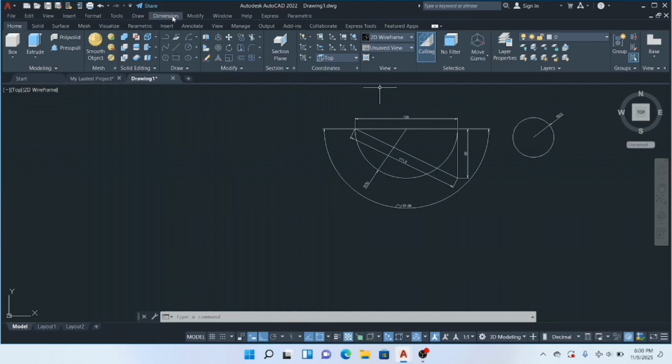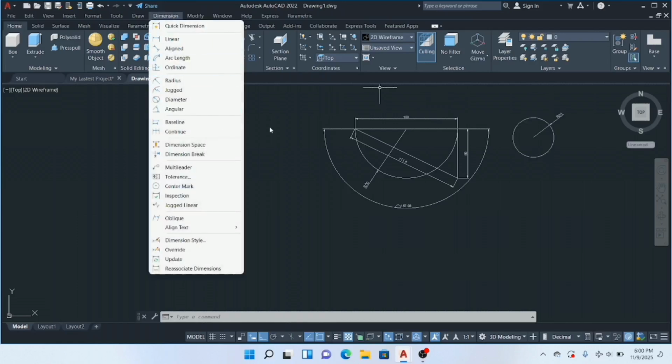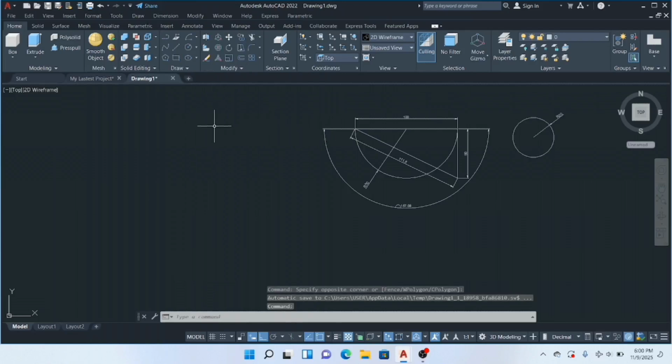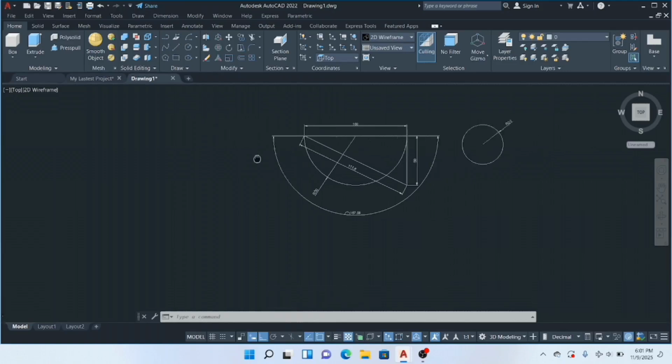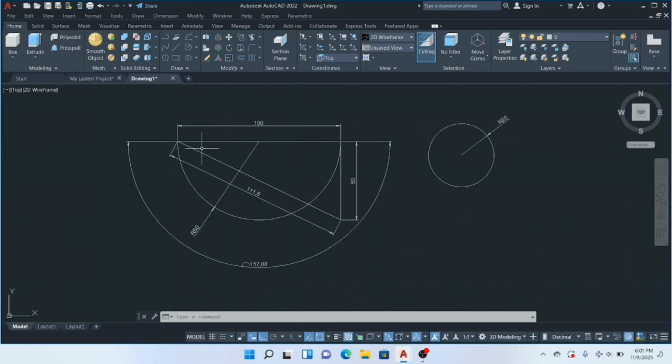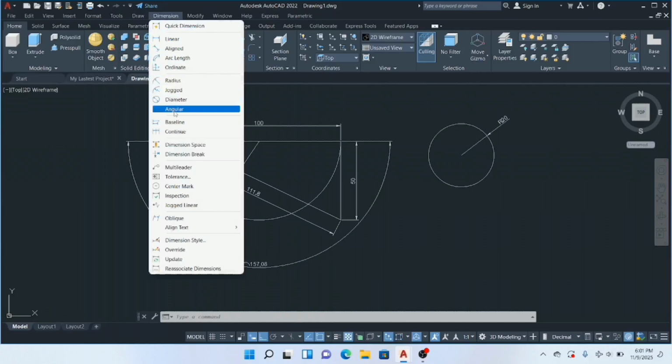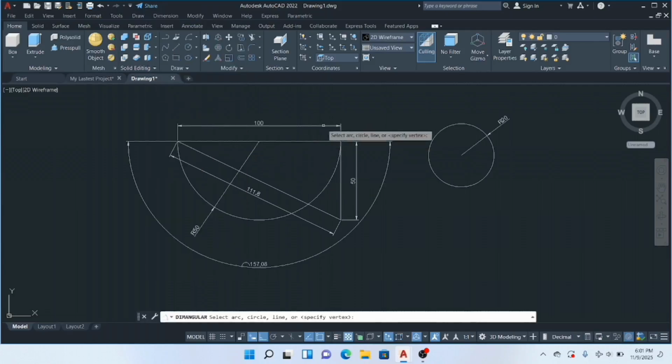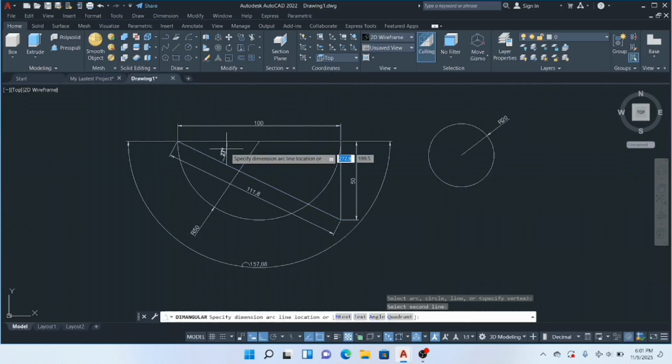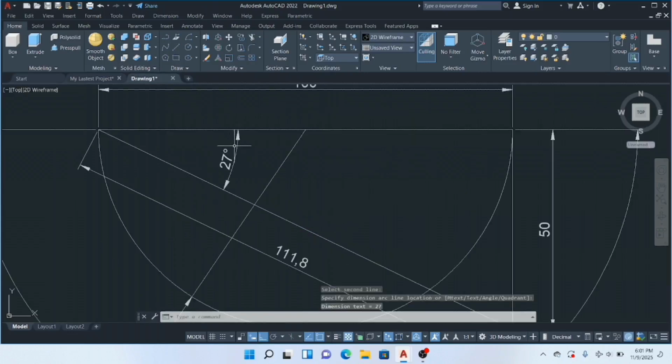Then the next one, which is angular. Angular dimension is used to measure the angle between selected geometric objects. So I already have a right angle triangle, and I'm going to use the angular dimension to determine the angles. Back to dimension, I'm going to pick the angular dimension, then pick the first line, the second line. Now I have my angle to be 27.